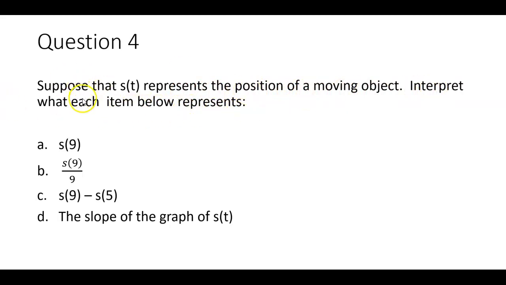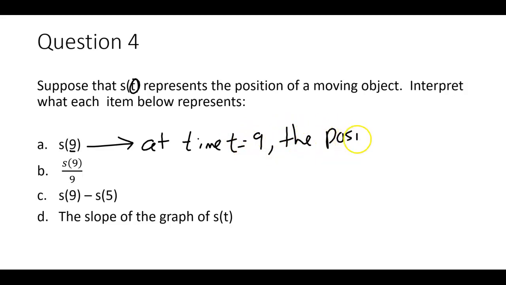Now, I have worded this question differently than the way it's worded on your guys' sheet, and that's on purpose. But let's go ahead and just understand this. So S represents position. So what this thing here represents is, well, the inside variable is t, right? So in that case, the 9 represents some kind of time value. So this means that at time t equals 9, the position is S of 9. So in other words, this just tells you the position at t equals 9, okay?